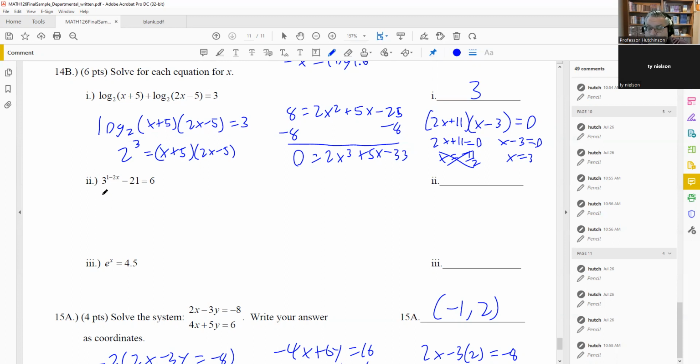Next, we need to isolate with one like this, you want to isolate the term that has the exponent in it. So I need to add 21 to both sides. So if I do that, I get 27 on the right-hand side. Now we want to write both of these as the same base. This is going to be done by equal basis property.